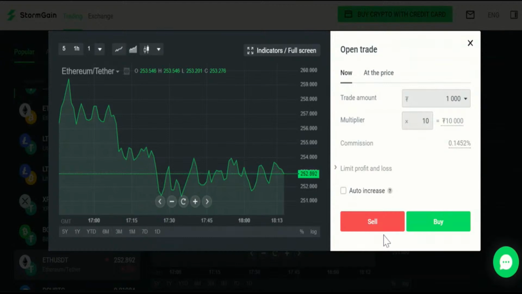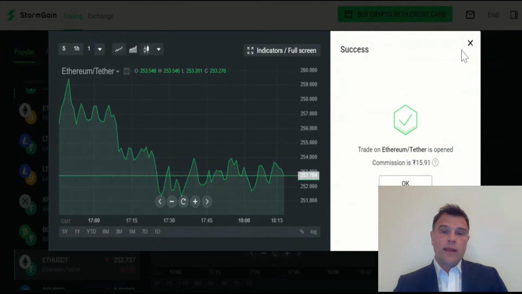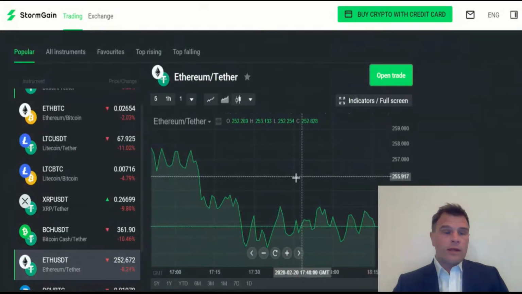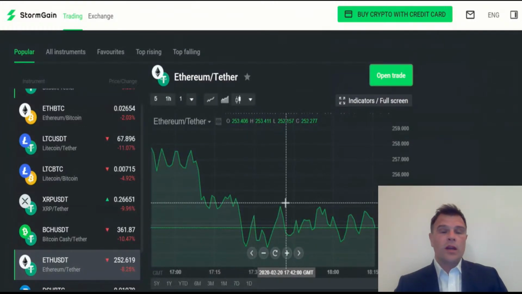Okay, so I'm going to sell that now. Okay, so we've opened that. Now as I said, we have a look at the charts here, right? So there are different ways we can open and close trades.